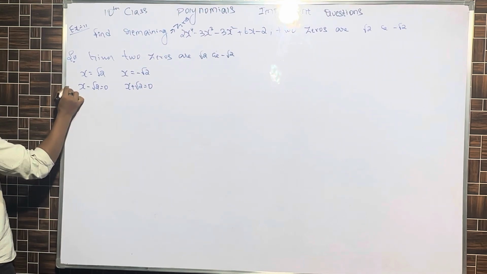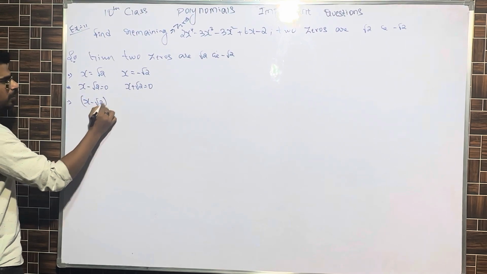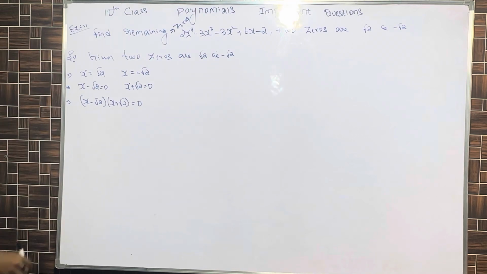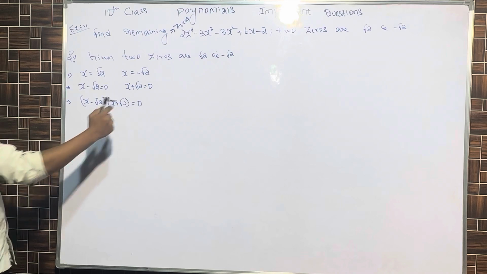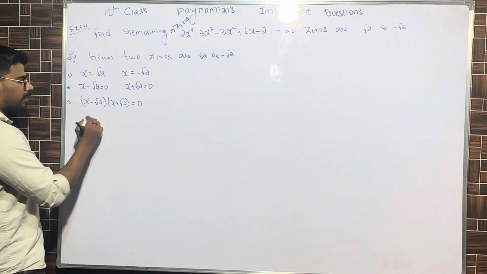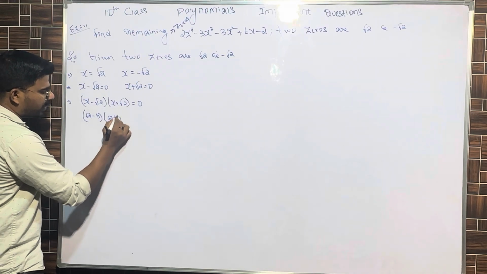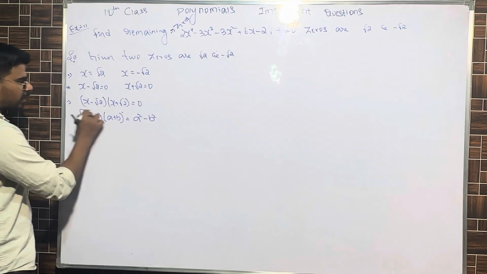Now I can write these two in combination form: x minus root 2 into x plus root 2 is equal to 0. This is looking in the form of a minus b into a plus b. A minus b into a plus b is a square minus b square. Its formula is a square minus b square.